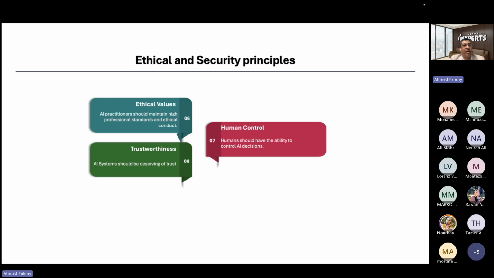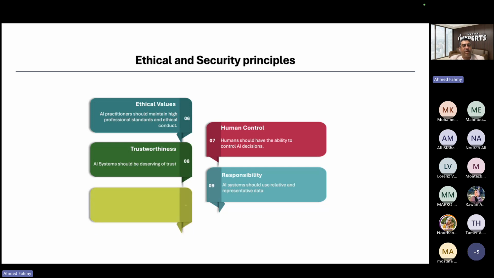Trustworthiness, definitely. If you cannot trust the AI system, you cannot use it and no one will use it. So you need to make sure that the AI system that you are providing or using within your organization is trustworthy. Else, there is no need to use it at all. And number 9 is responsibility. Responsibility means that you are respecting the responsible AI principles, as well as having a clear responsibility matrix within the organization. The last one is the shared benefit.